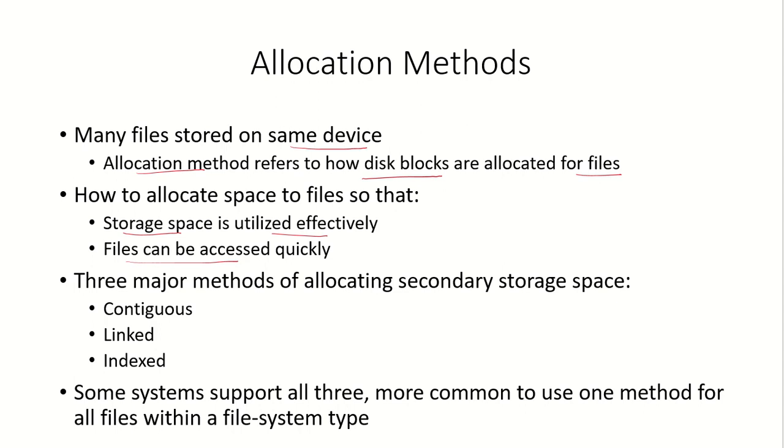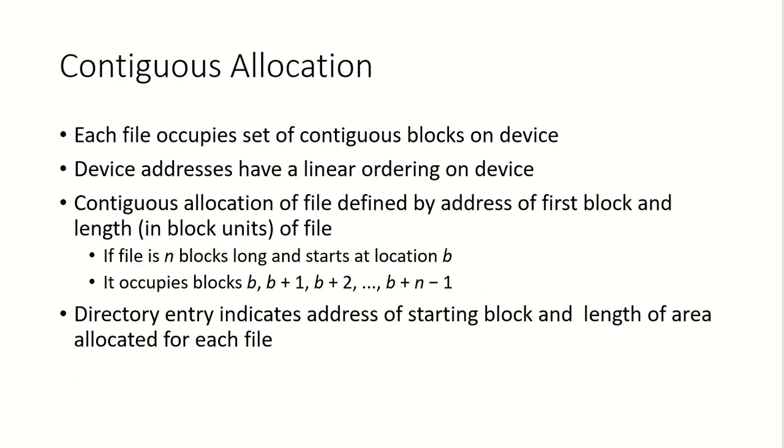So there are three major methods of allocating secondary storage space: contiguous, linked, and indexed. There are some systems which will support all three types of allocation methods, and it is more common to use one method for all files within a file system type. So in this video, we are going to take a look at the contiguous allocation method for files.